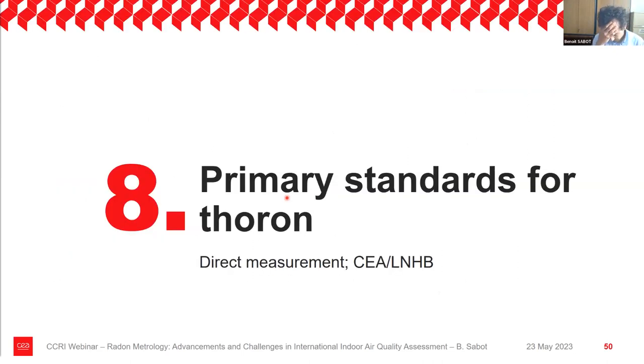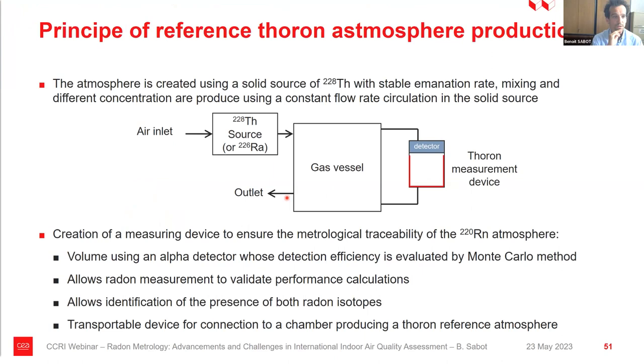So what we did in the past is to try to find another way to have a kind of primary standard for thorium. And the idea this time was to use a direct measurement of thorium. And to do so, we used a simple technique, like the one we use for radium 226 sources, for production of a stable atmosphere. So we use a thorium 228 source that is flushed with air. Typically, the thorium 228 source was from a pylon. And they can be used only with very dry air. And they allow us to produce a stable concentration of radon 220. The only drawback is that thorium 228 has a short half-life of 2 years. So this kind of source, you cannot use it for many years, which is quite inconvenient.